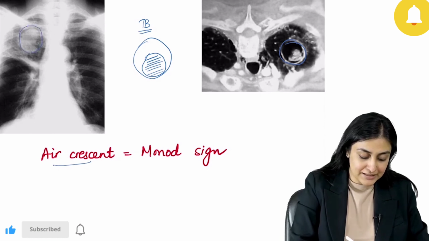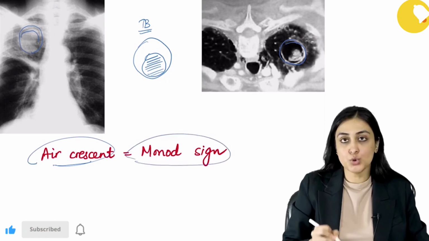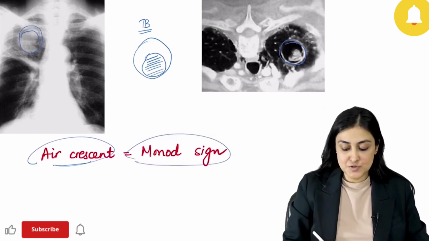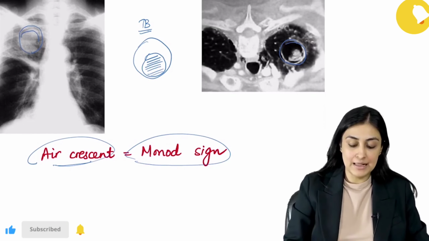Do you see this cavity and a fungal ball, which is the air crescent sign, or the Monod sign? So this is what is called the aspergilloma, or the fungal ball.